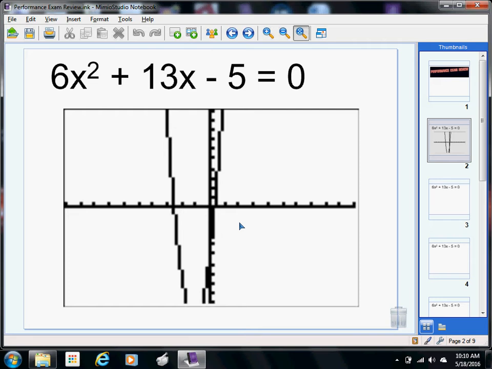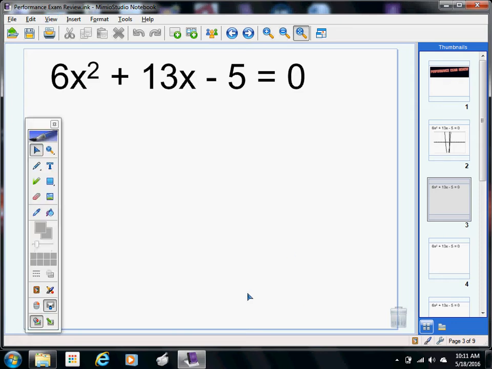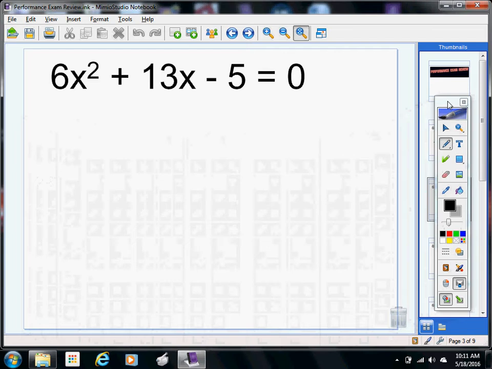Now I can use another method to solve this, and one of the other methods might be completing the square, might be the quadratic formula. There are a bunch of different ways to solve an equation. Graphing was the first method, and the second way to solve one of these equations is by factoring.